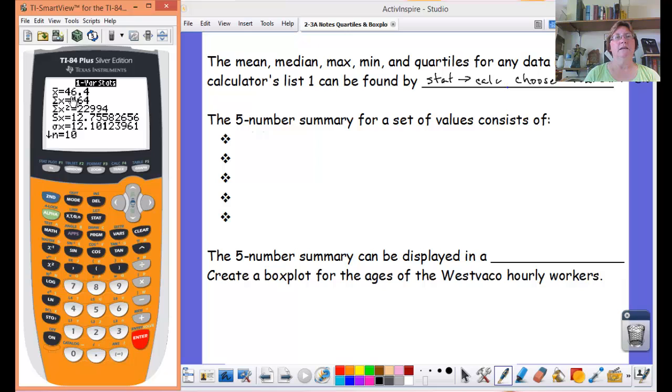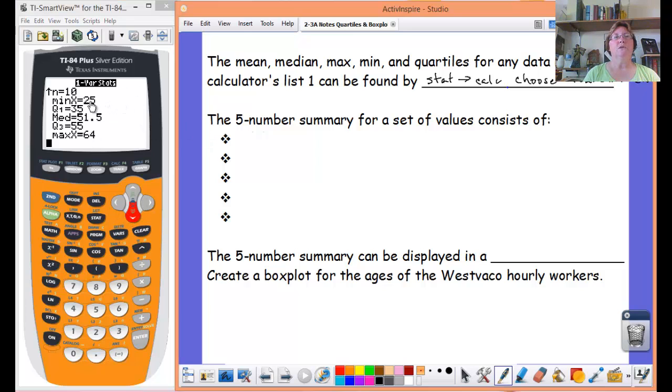The mean, as you can see, is 46.4. We, however, need the range and the quartiles. So of the 10 items in the set, that's what N shows you. We can arrow down past that. The arrow tells us that there's more stuff. We had a minimum of 25, and as we found before, quartiles of 35 and 55. There's our median.